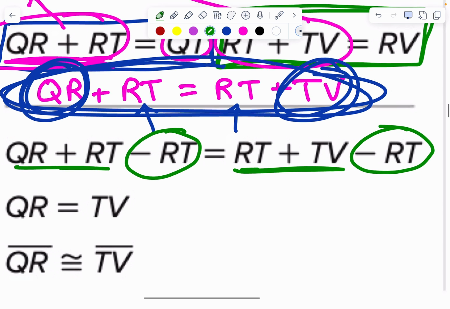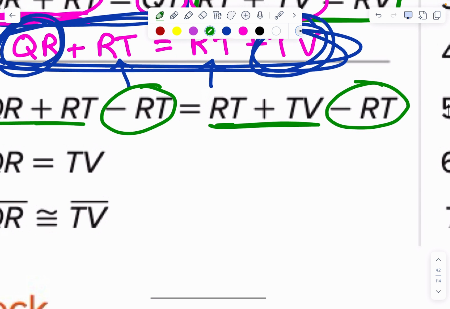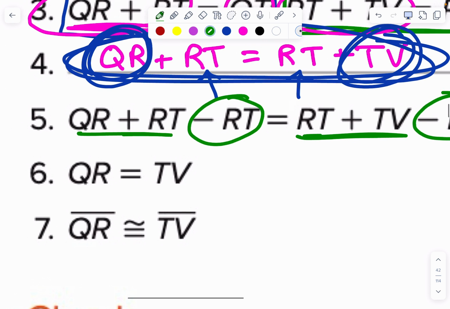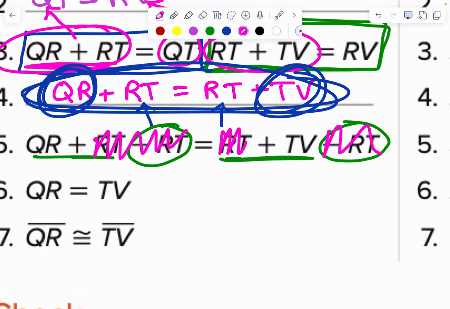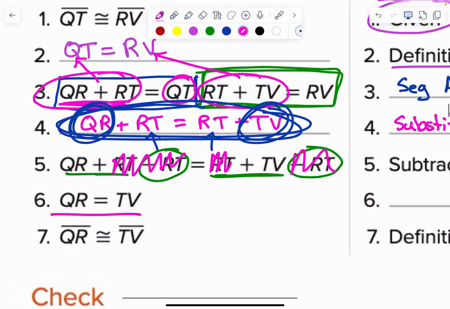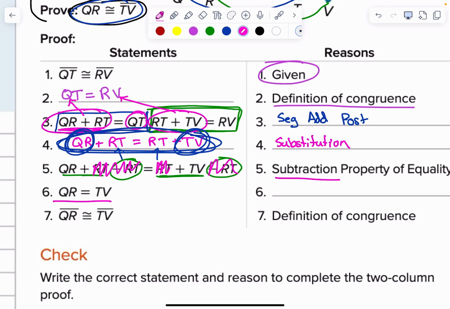Sometimes they write in the subtraction property, and then they actually eliminate the terms in the next step, right? So like this one, they get rid of those two. This next one, they get rid of those two. So all I have left is QR equals TV. So they wrote the subtraction property here, but what do I write on line number 6?